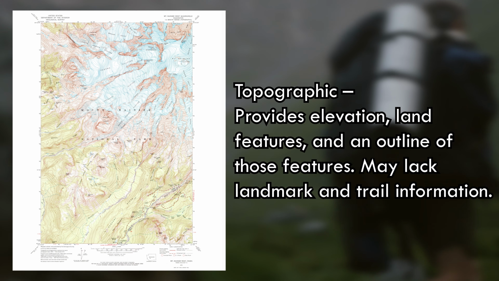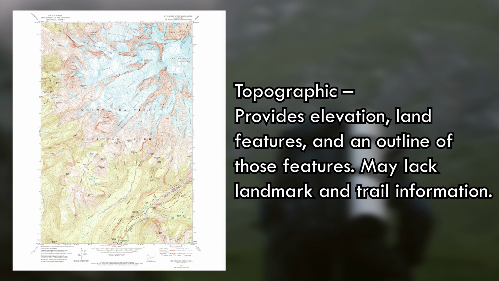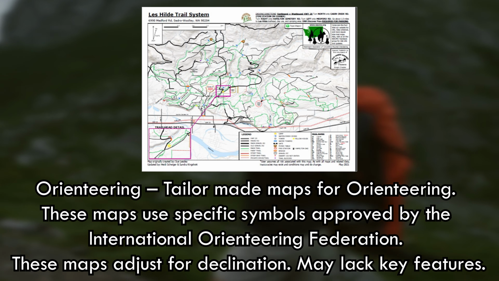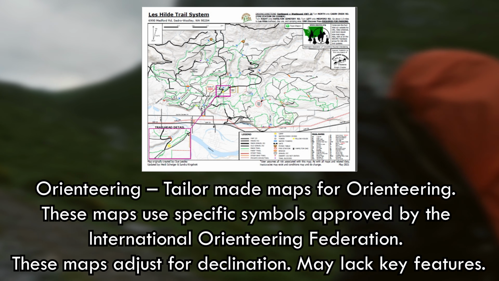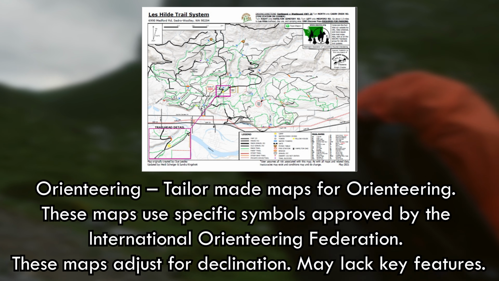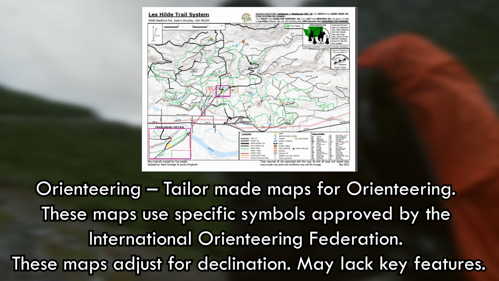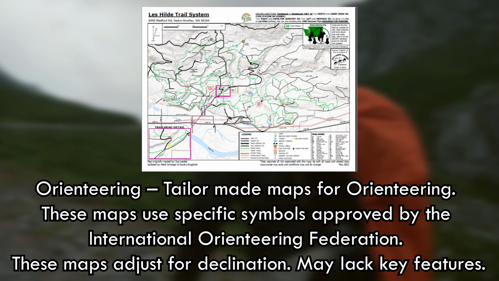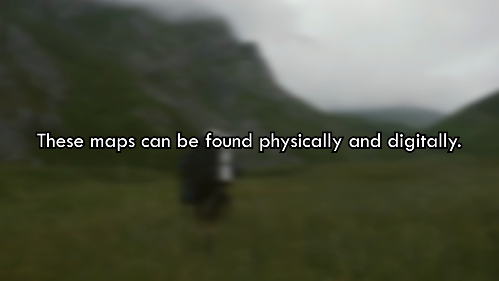A topographical map will give you elevation, land features, and outline of those features. One downside to these maps is that they sometimes don't include landmarks or trail information. Orienteering maps are maps tailor-made for orienteering. They use specific map symbols provided by the International Orienteering Federation. Unlike topographical maps, orienteering maps adjust for declination. However, the downside to these maps is that they may be missing key features or are only available in certain areas. All the maps can be found physically and digitally.